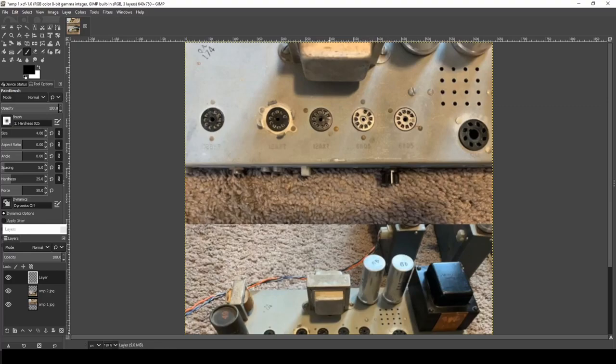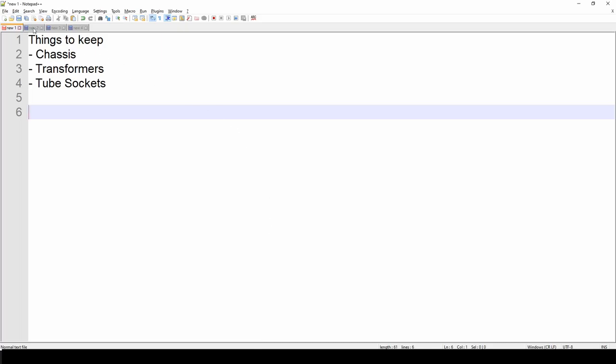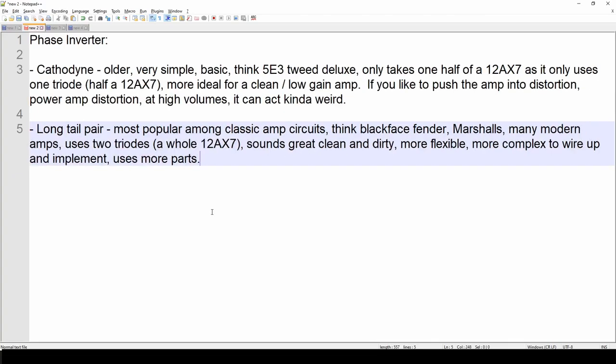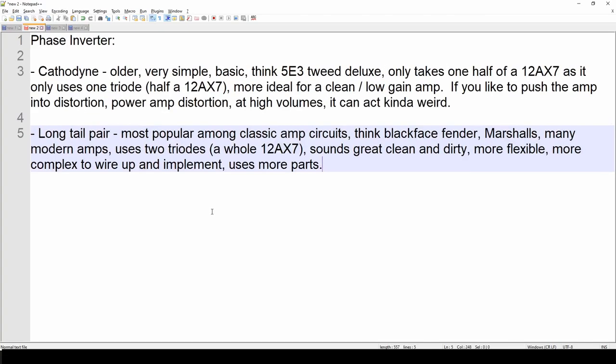Okay? So next, we've talked about things to keep. Let's talk about what choices need to be made next to get this project moving forward. So really, basically, we need to be deciding on the type of circuit that we're going to use. First up, you have the choice of what type of phase inverter you want to use. Now, I've listed two here, the cathodyne and the long tail pair.